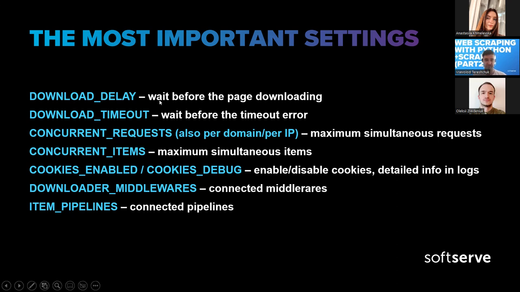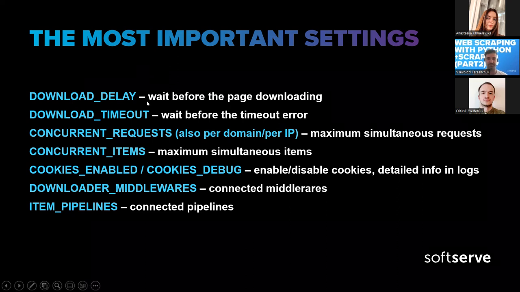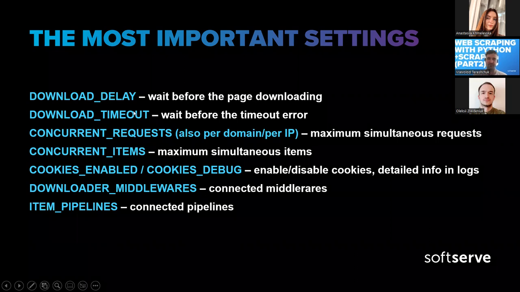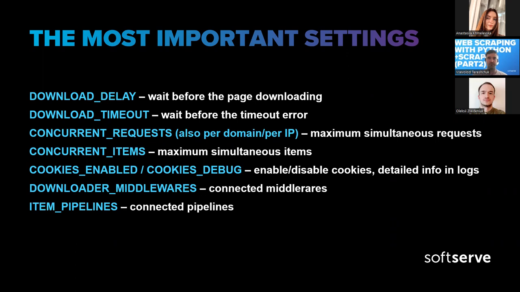First is to emulate human behavior, and then if you use some additional tools for JavaScript rendering, to wait a bit before a page is being rendered, for example. Download timeout is how much time you should wait before receiving a timeout error, because you know some pages might be unreachable and you should not wait forever to open them and just skip by timeout and move forward. Then concurrent requests and concurrent items. It tunes the speed of the scraping.